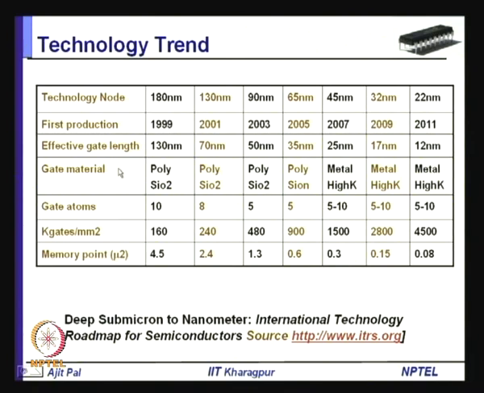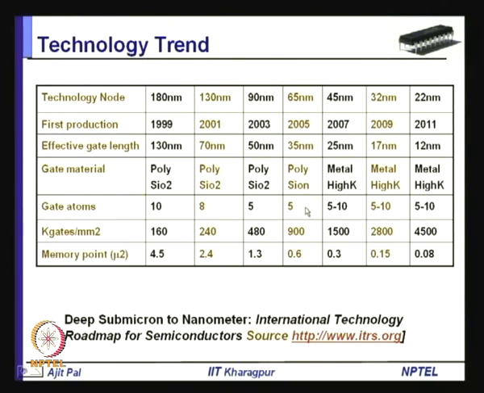Now, as we go from one technology generation to another, there is a change in the gate material. As you can see, traditionally polysilicon and silicon dioxide are used. On top of silicon dioxide, polysilicon is deposited to form the gate, and that continued till 65 nanometer. But as you reach 65 nanometer, you can see the number of atoms in the gate region, that is the silicon dioxide layer, is reduced to only 5 atoms. So, you can imagine the thickness of that silicon dioxide layer, and obviously, if we want to continue reducing the size, we have to switch to high K dielectric.